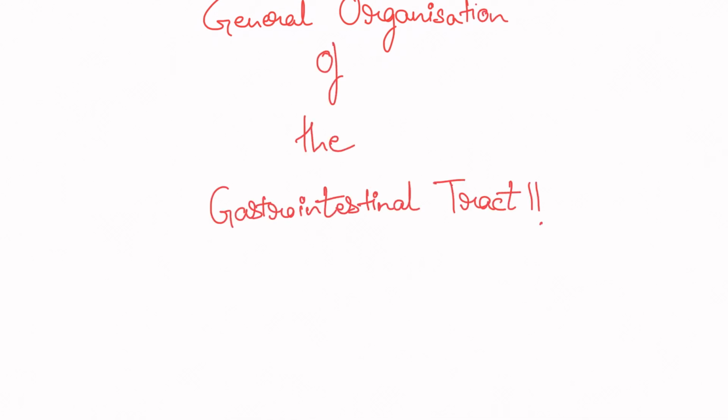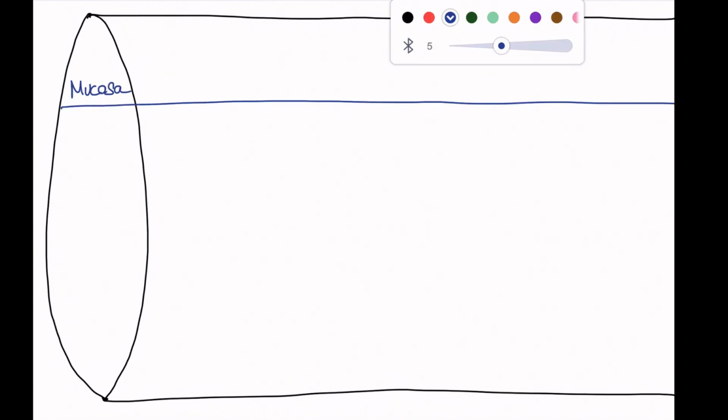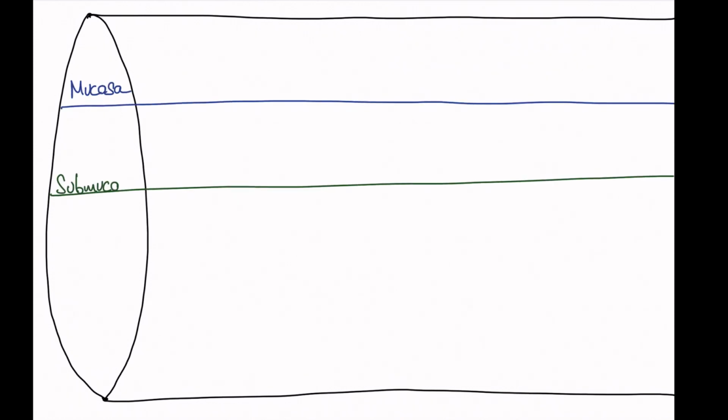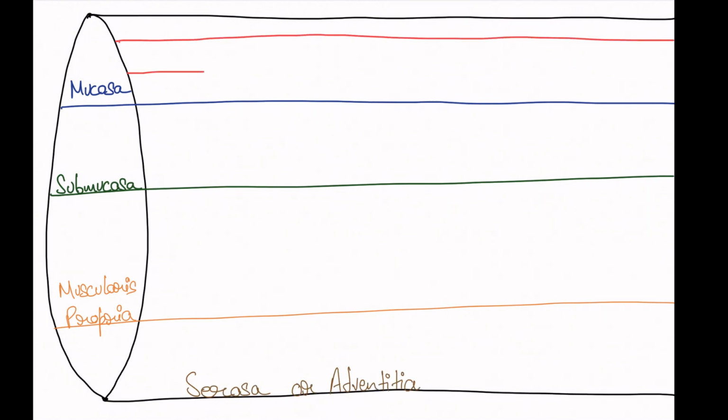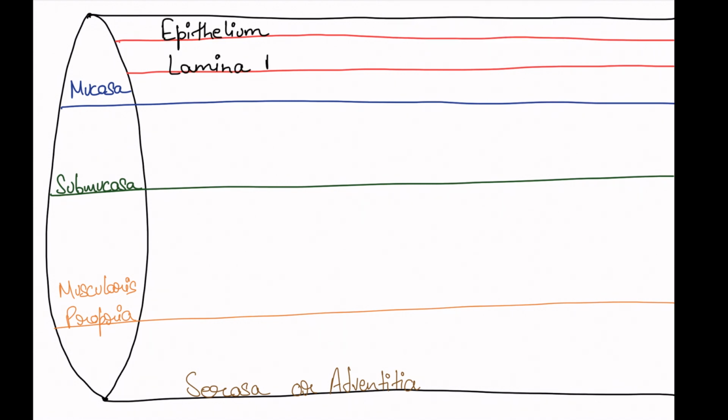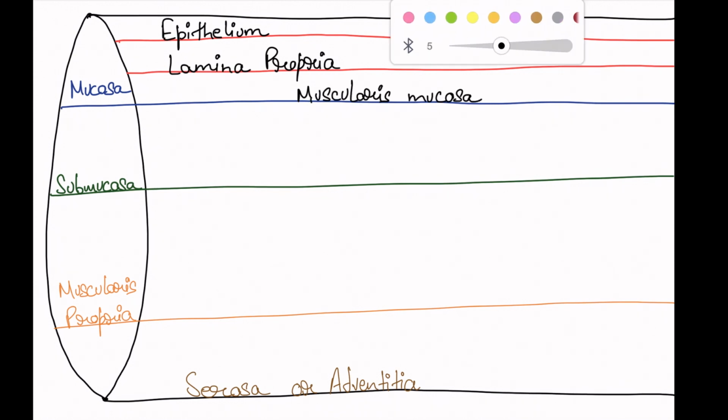We need to know the components of the GI tract wall. Okay, so let's just get on with it. Let's imagine that this is a GI tract, and the blue layer is the mucosal layer, the dark green layer is the submucosal layer, the yellow is called the muscularis propria, and the last layer is the serosa or adventitia. Now we need to know exactly what are the components in mucosa, submucosa, muscularis propria, and so on. The first layer in mucosa is the epithelium, the second is the lamina propria, and the third is muscularis mucosa.